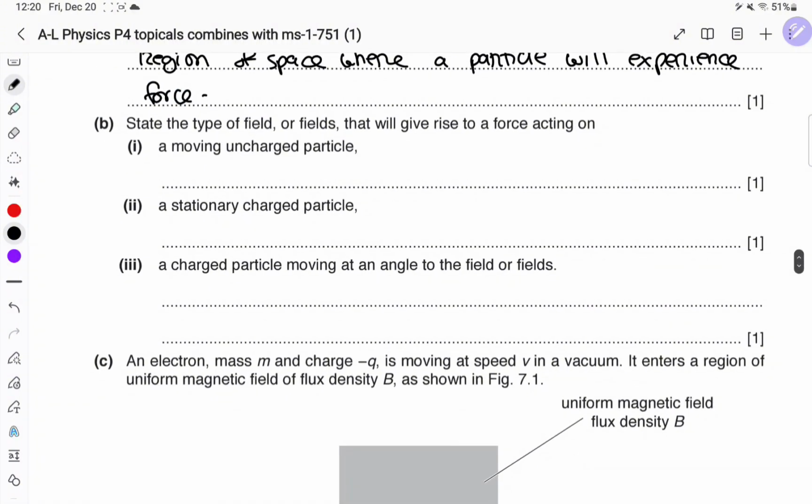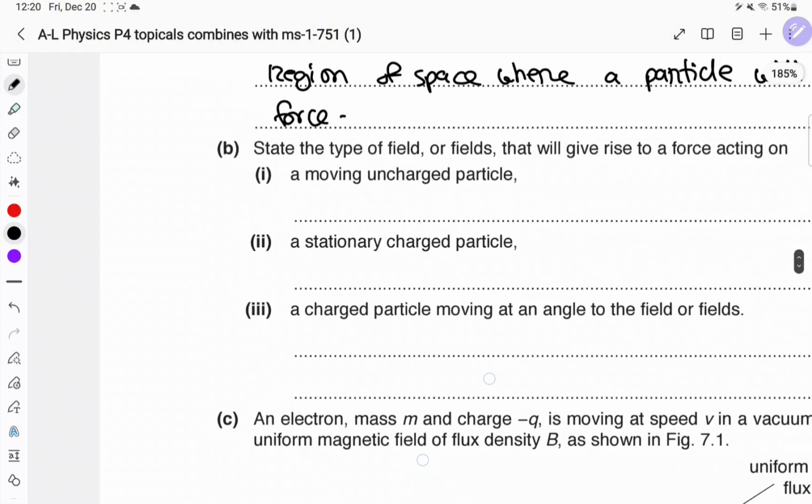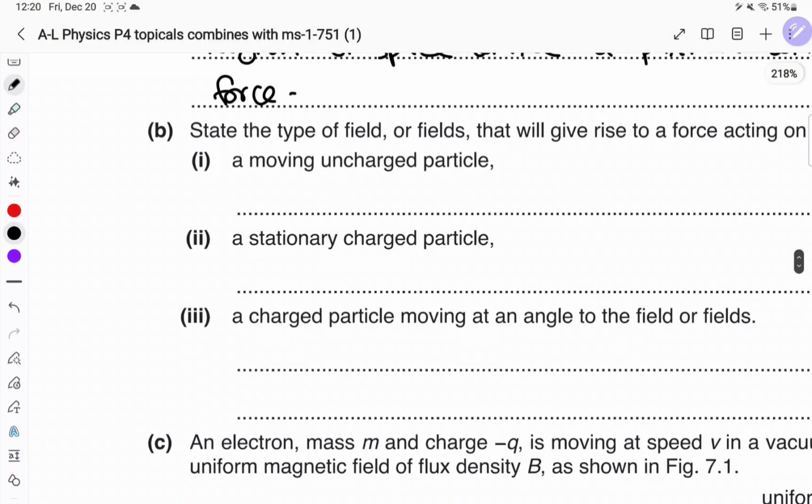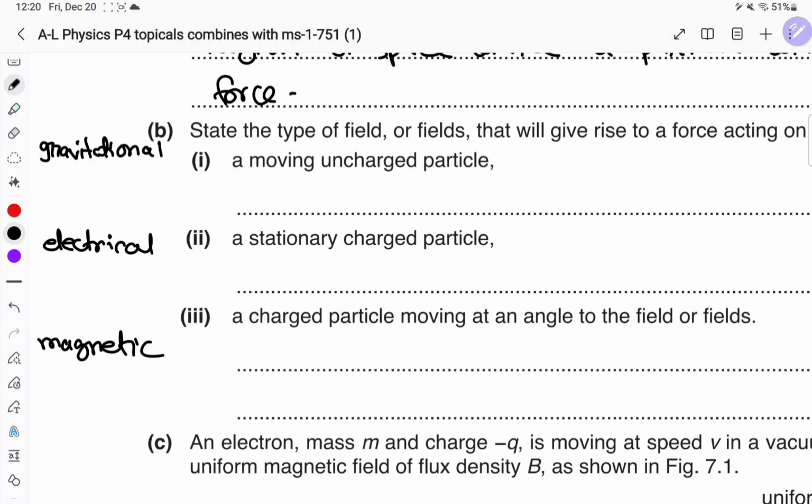State the type of fields that will give rise to a force acting on a particle. Now this is a very interesting part. So far in Cambridge we will learn about four fields: gravitational, electrical, magnetic. Let's write out the equations.